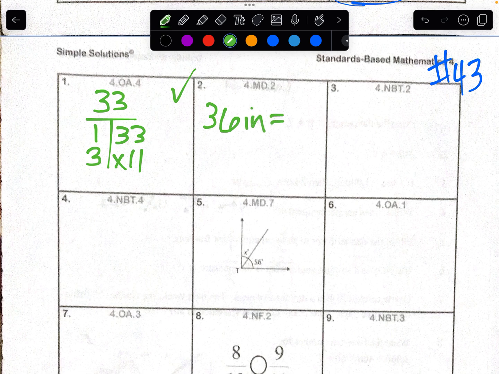Well, you need to know that 1 foot equals 12 inches. So then how many 12s are in 36? And that would be 3 feet.